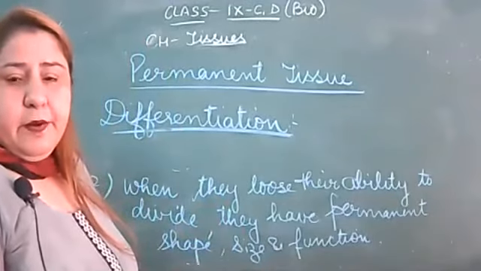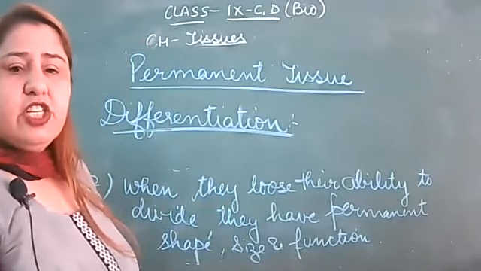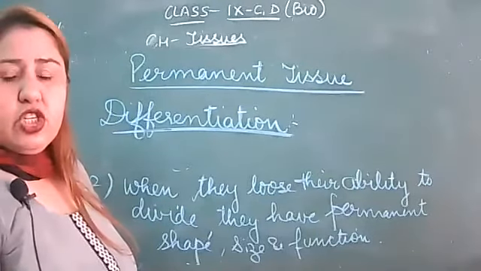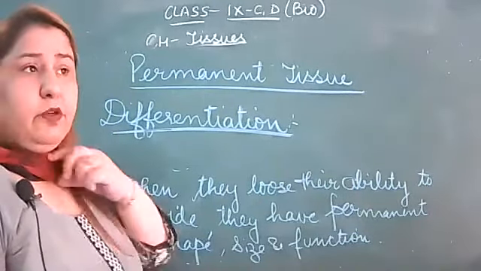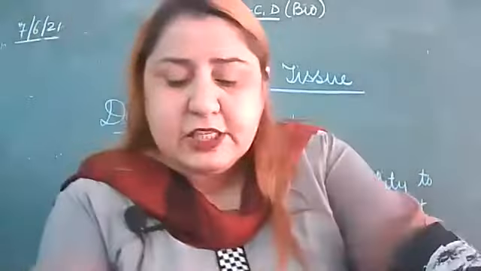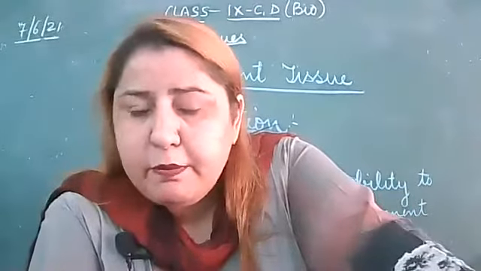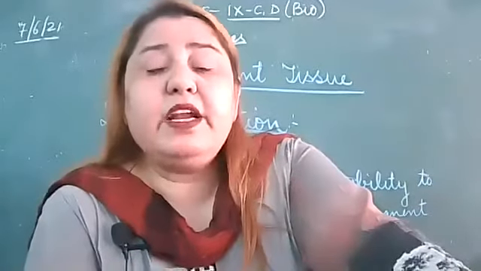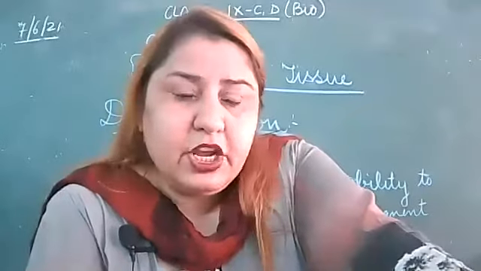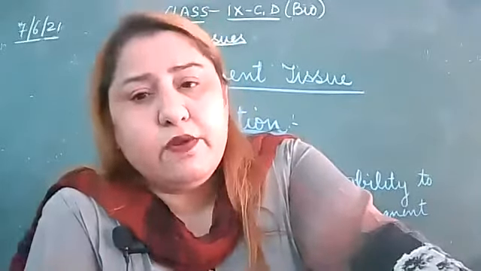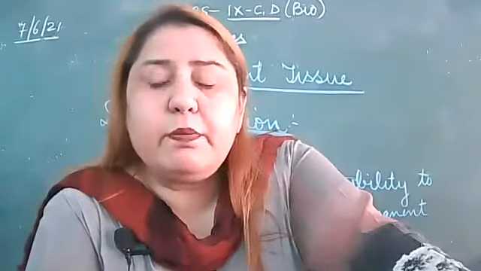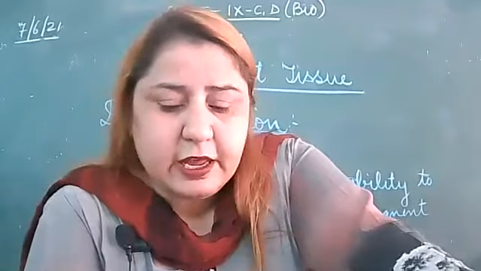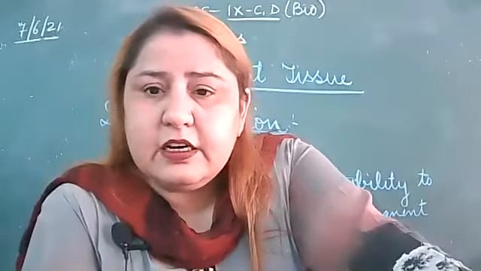Is it clear, beta? The meaning of differentiation is clear. The process by which cells formed by meristematic tissue become permanent. Permanent in what manner? In their shapes, in their sizes and in their functions. These are called permanent tissue and this process is called differentiation. Is it clear, beta?